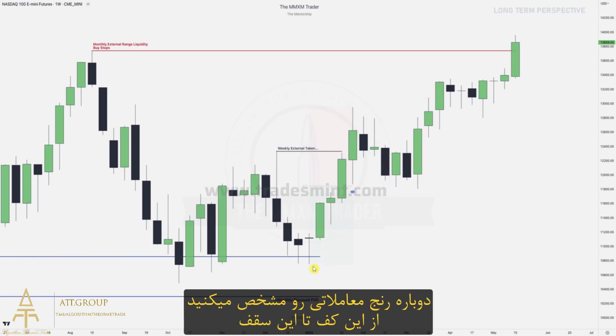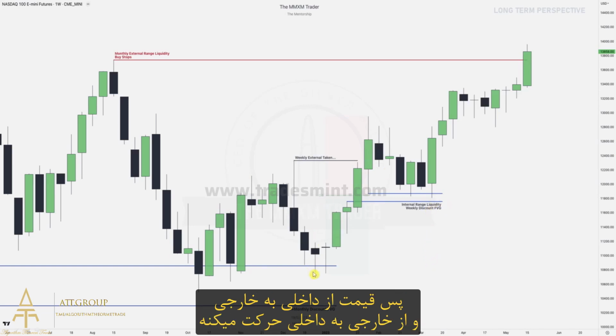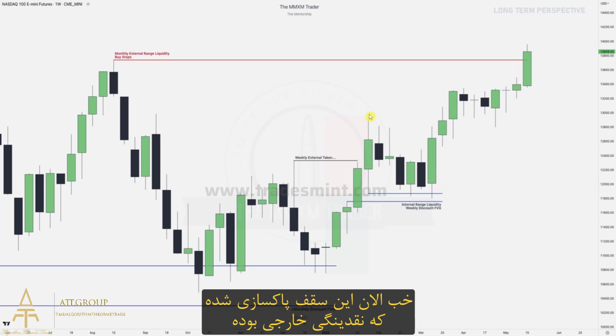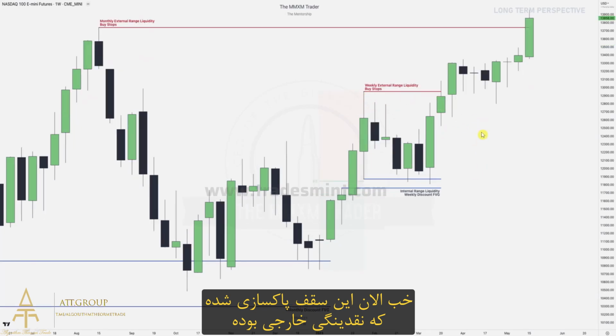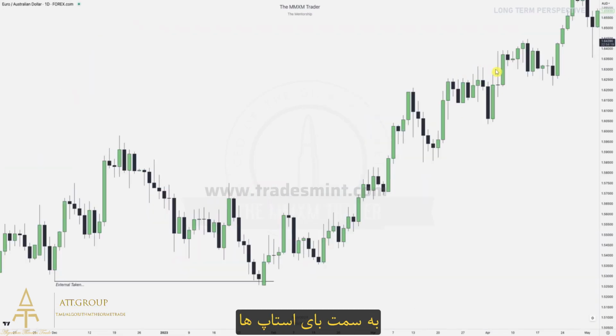Again, draw out your dealing range, this low till this high. Then we've got that internal range liquidity. Then we can continue up higher. So from internal to external, from external to internal, and once we hit internal, we want to go external once again, right? So we take out this high over here, external range liquidity, internal to external, and where do we want to go next? To the buy stops.